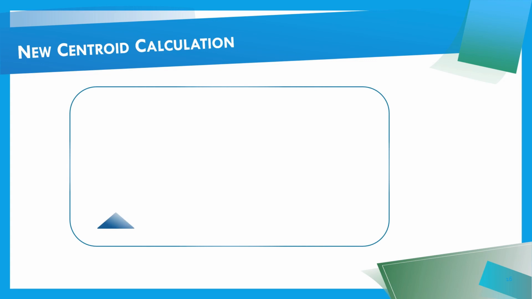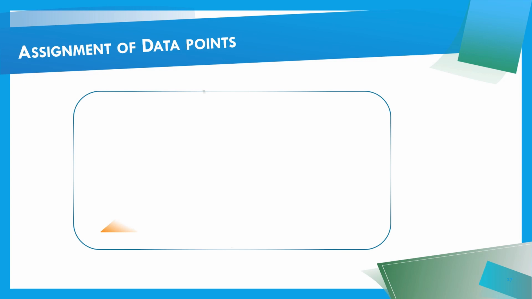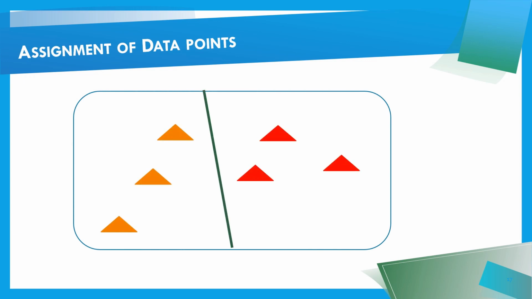The means of the data points assigned to each cluster are the new cluster centers. The cluster centers shift to the center of the data points. Depending on the proximity to the cluster center, again the data points are assigned to that particular cluster. This process continues till there is no change in centroid value or the maximum number of iterations is reached.